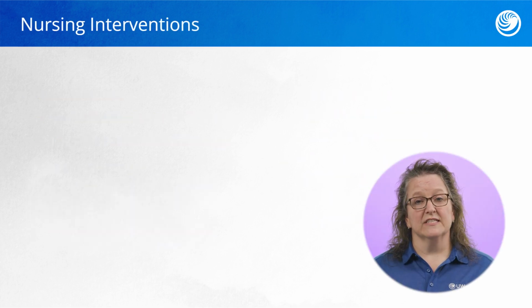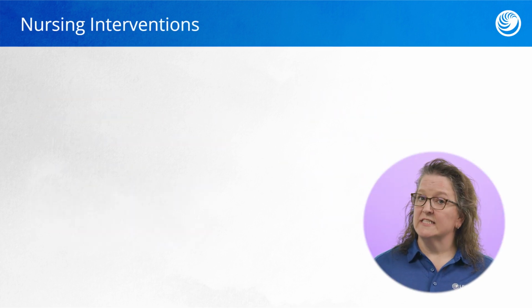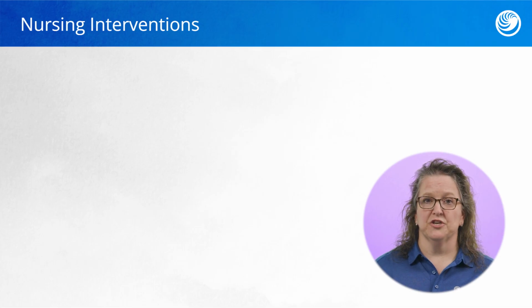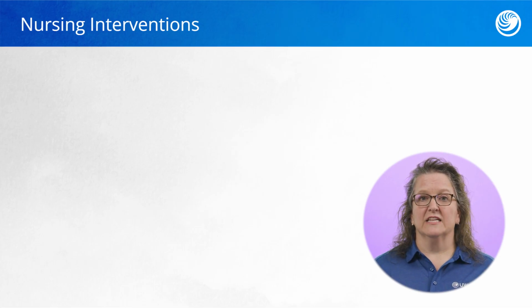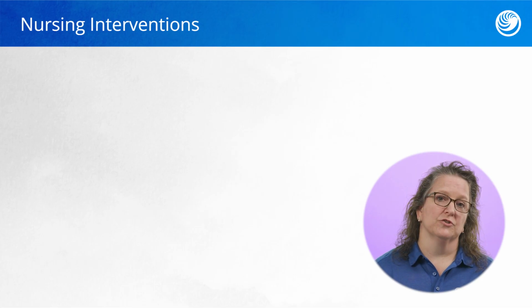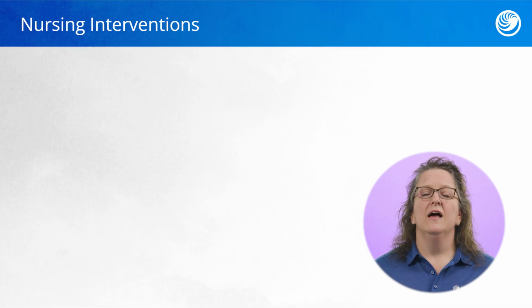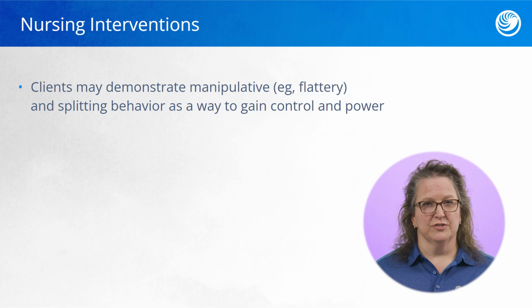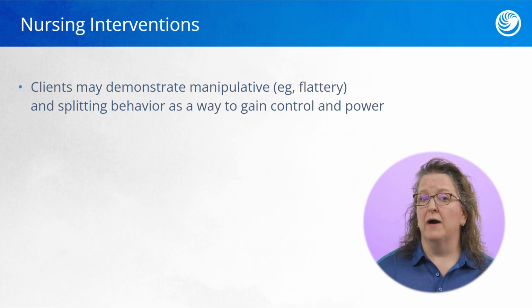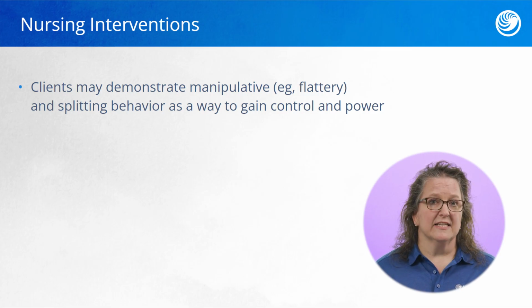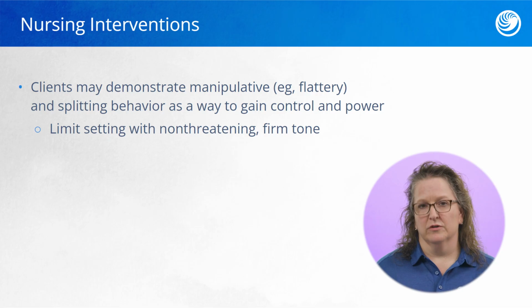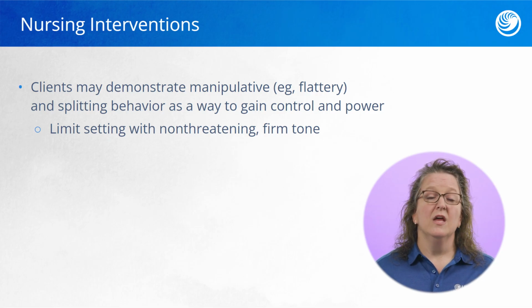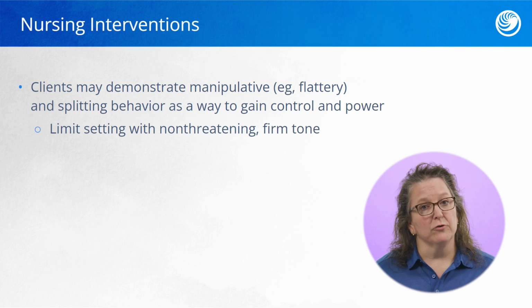Nursing interventions for this client include the nurse establishing a therapeutic relationship. This may be difficult for these clients because they struggle with those interpersonal relationships. Clients may demonstrate manipulative and splitting behaviors to try to gain control and power. To address this, limit setting is very important for these clients. The nurse needs to set firm, clear limits, using a non-threatening, firm tone.